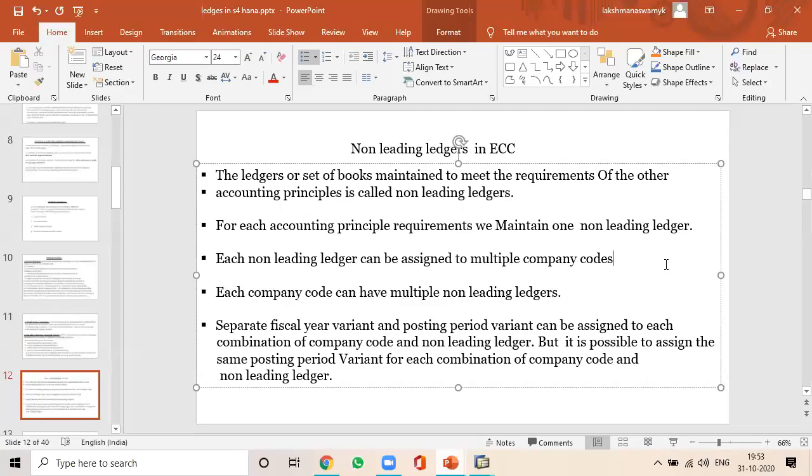The leading ledger fiscal year variant and posting period variant are similar to the company code fiscal year variant and the company code posting period variant. But as far as non-leading ledgers are concerned, they can have a separate fiscal year variant and separate posting period variant from the company code. But it is possible to assign the same posting period variant for each combination of company code and non-leading ledger.